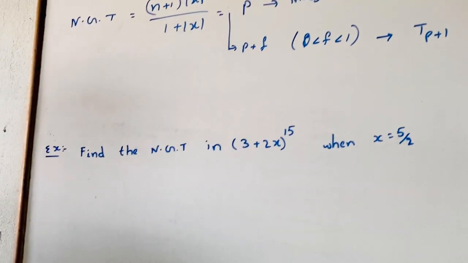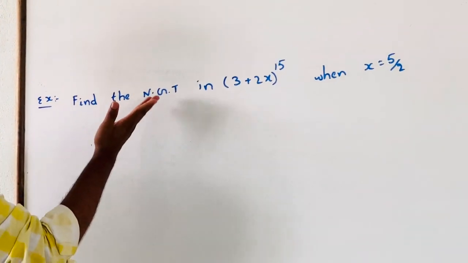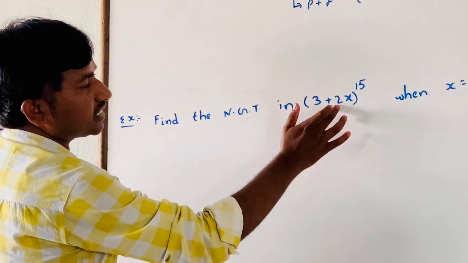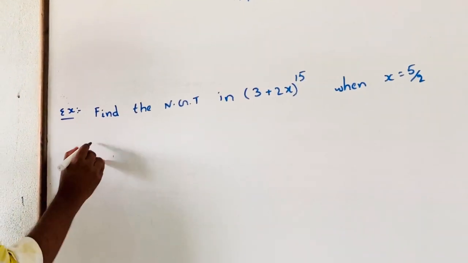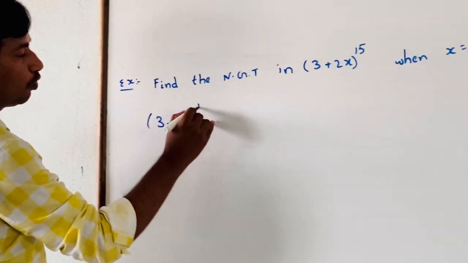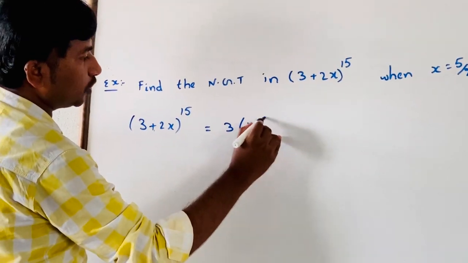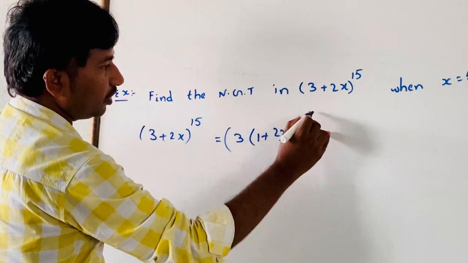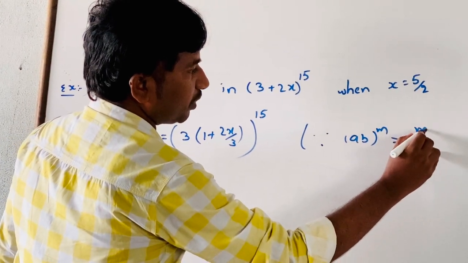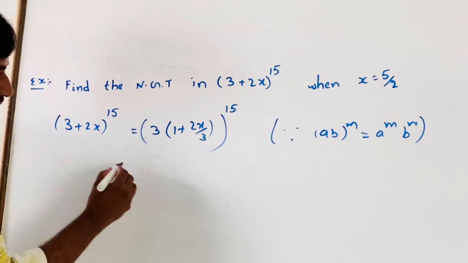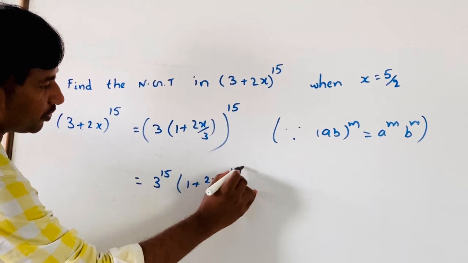Now we will discuss this topic with an example. Find the NGT in the expansion of (3 + 2x)^15 when x = 5/2. Now, (3 + 2x)^15, taking 3 as common, equals 3^15 (1 + 2x/3)^15, since (ab)^m = a^m b^m.